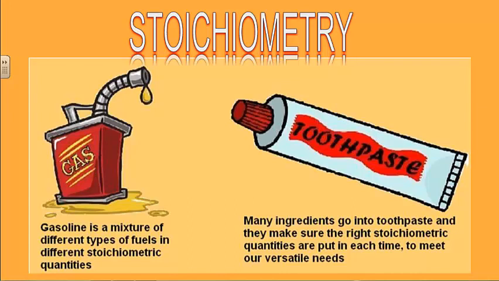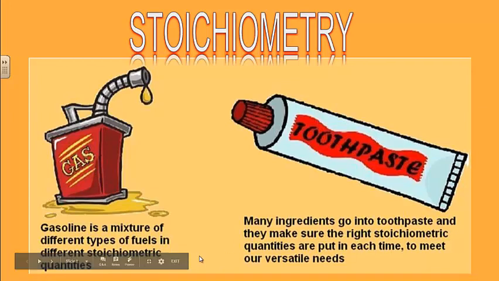So when you make something like gasoline or toothpaste, it's important to be able to put things in the right ratios. For example, gasoline is a mixture of different types of fuels in different stoichiometric quantities. If you're making certain combinations for gasoline, you want to make sure that you're making them in the right quantities so that if you run out of one thing, you don't have a whole lot left over of something else. It's just good common sense to only buy what you would need to make the right amount.